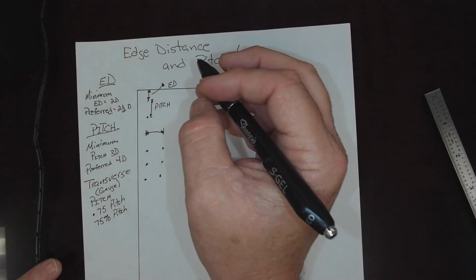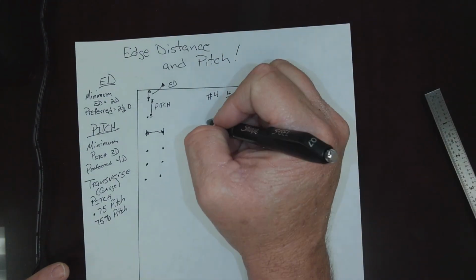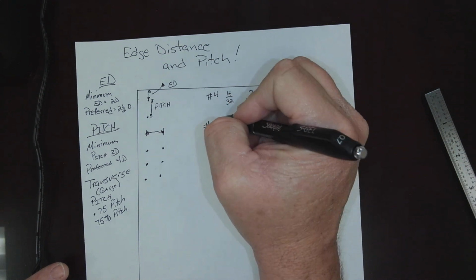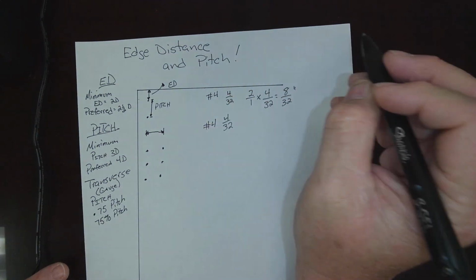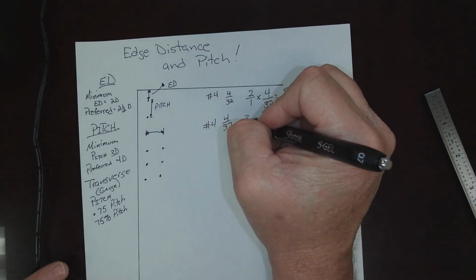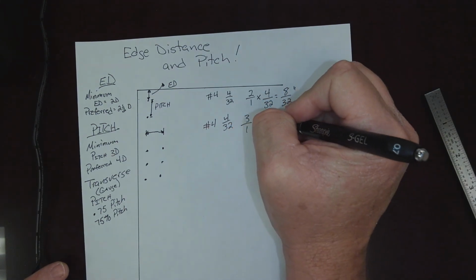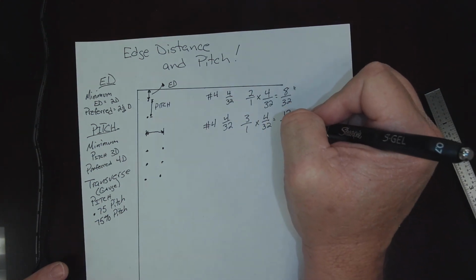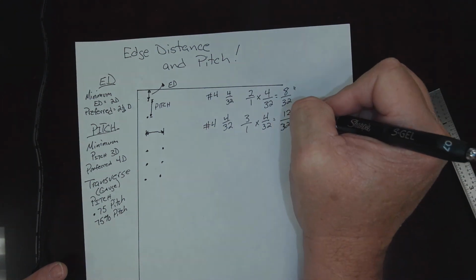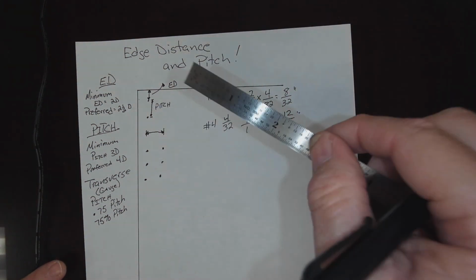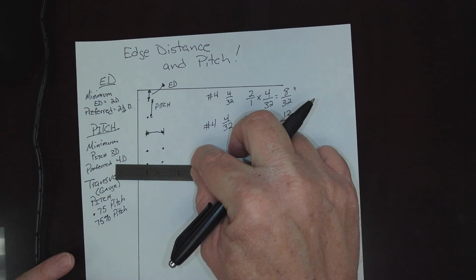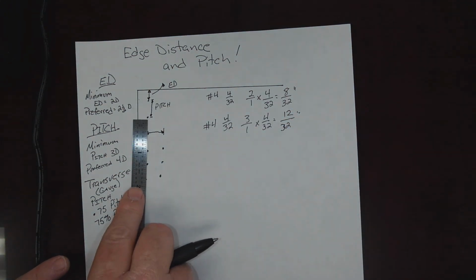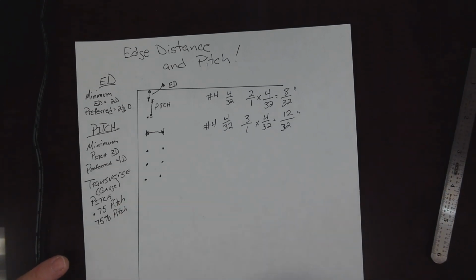Now our pitch rule, let's solve for it. Number 4 rivet, which is a 4/32. Our pitch says minimum's 3D, so it's simply 3/1 times that 4/32 for a number 4 rivet equals 12/32. Uh-oh, screwed that up. There we go. 12/32. So I'd simply take my ruler and measure between them for pitch, that's rivets in the same row, as 12/32. How about that, folks? I nailed it almost identically freehand.